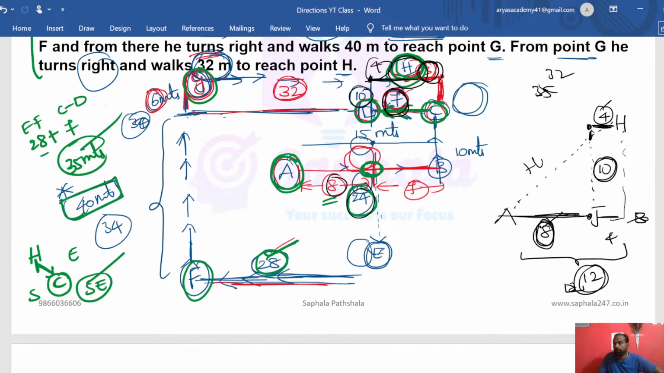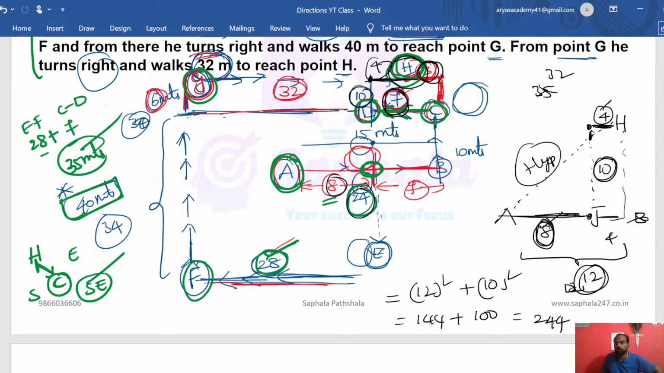ಹೈಪೋಟೆನಸ್ ಹೋಲ್ ಸ್ಕ್ವೇರ್ ಇಸ್ ಈಕ್ವಲ್ ಟು opposite side whole square means 12 whole square plus adjacent side whole square 10. 12 square is 144 and 10 square is 100. So answer ಏನಾಗುತ್ತೆ? 244 ಆಗುತ್ತೆ.